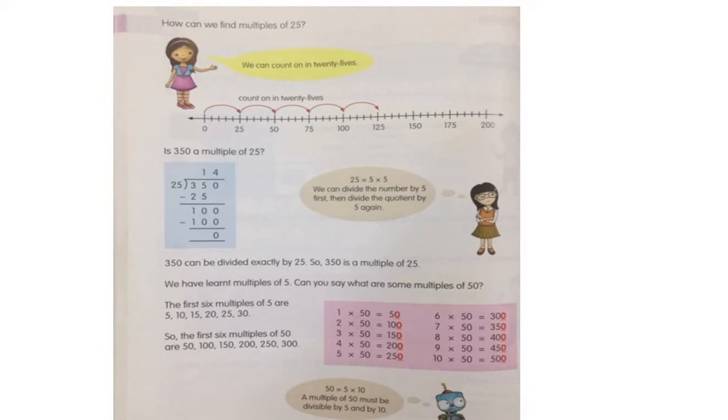I want to give you just a quick revision. How can we find the multiple of 25? If you have any number under 10, you can find the multiple of that number by looking at the times table, right? But what if this number exceeds 10? We can find the multiple of 25 by counting on in 25, just like the previous slide.